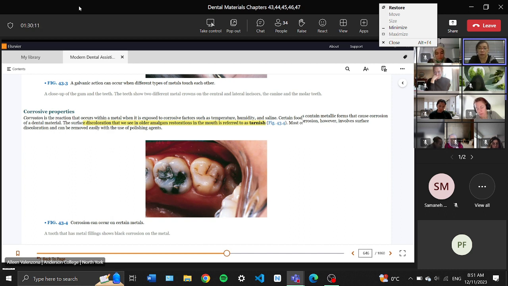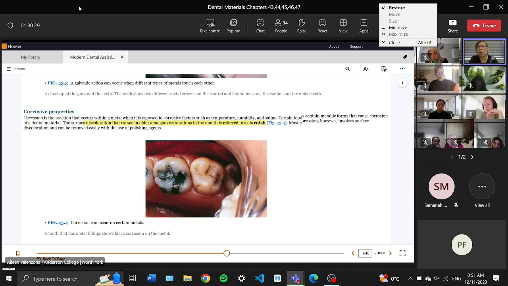And once you have this microleakage, there is a tendency for fluid and bacteria to go inside the restoration. And that will cause a recurrent caries. Imagine we fill this tooth already.